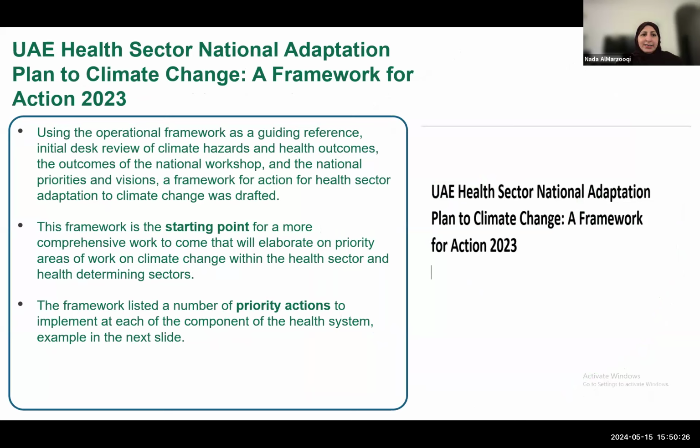Using the operational framework as a guiding reference, we had an initial desk review of climate hazards and health outcomes, and the national priorities and visions, and a framework for actions for healthcare sector adaptation to climate change was drafted. This framework is the starting point for more comprehensive work to come and elaboration on priority areas of work on climate change within the health sector and health determining sectors. The framework also listed a number of priority actions to implement at each of the components of the health system.